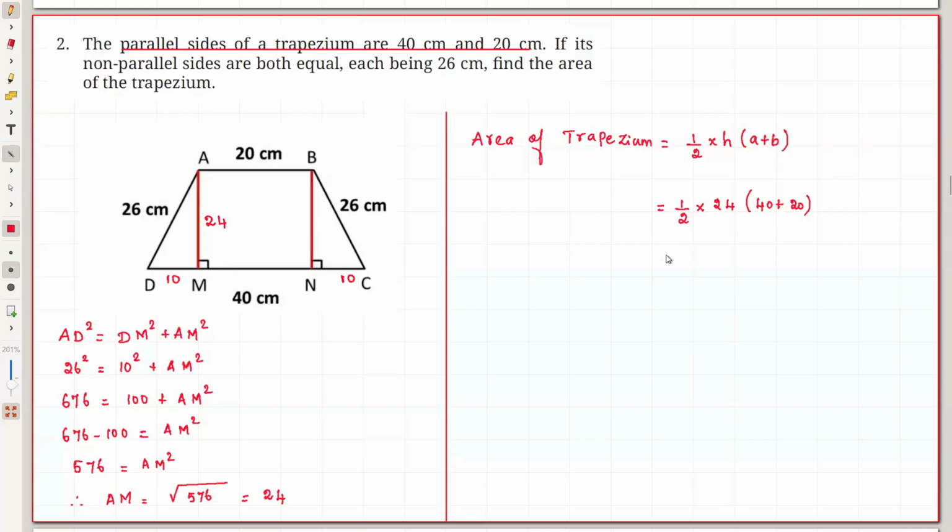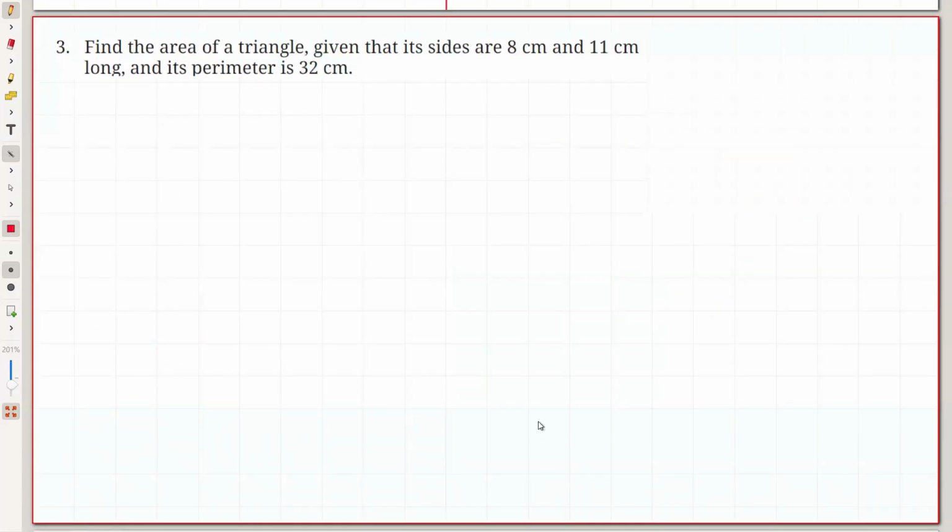Now just simplify it. We can cancel: 1 twos are 2, 12 twos are 24. So 12 into 40 plus 20 is 60, so 12 into 6. 12 sixes are 72, then 0, 720. Therefore the area of the trapezium is equal to 720 centimeter square.